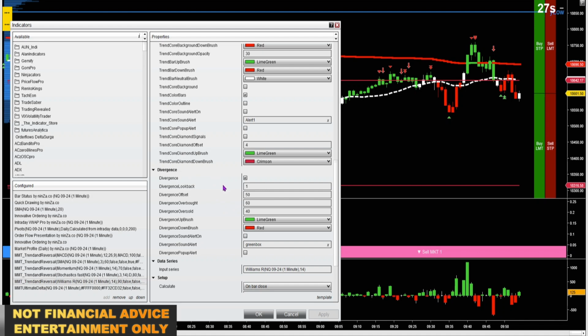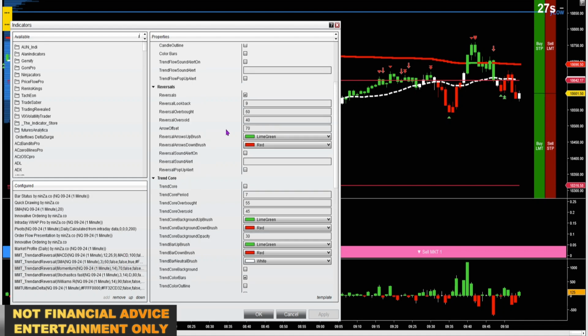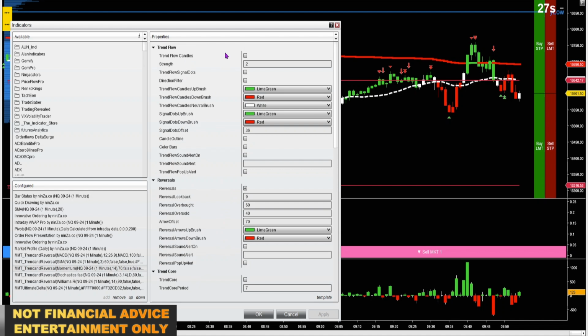So for all these divergence signals, I've just changed the offset. Got one set at 50, one set at 40, one set at 30, another set at 20, another set at 10. And for the reversals, I've got an offset of 60, 70, 80, 90, and 100. That's just so they're not overlapping, so I can see all the different signals. And on these 4 instances where I'm just measuring the reversals and the divergence, I've got the trend core disabled, and I've got the trend flow candles disabled. So I'm just getting the candles from the MACD, and then I'm getting a buttload of divergence and reversal arrows.